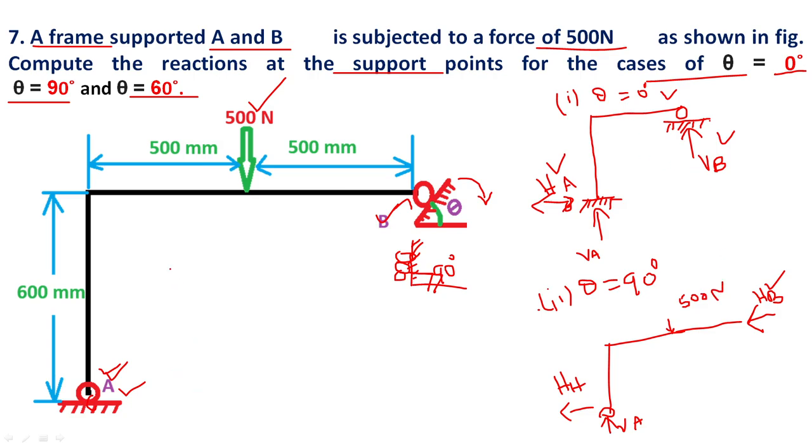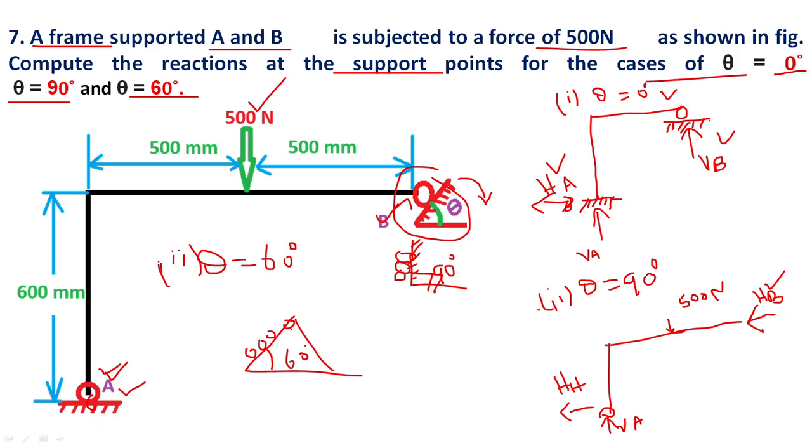Next, the third case is theta equal to 60 degree. The roller support changes to have some inclination. The support angle is 60 degree, so the reaction force also acts with some inclination. This is the reaction force, called Rb. This is 60 degree, this is 90 degree, and this angle is 30 degree.